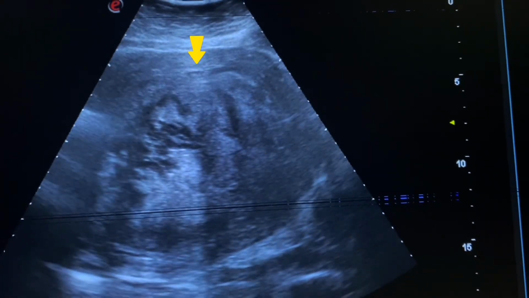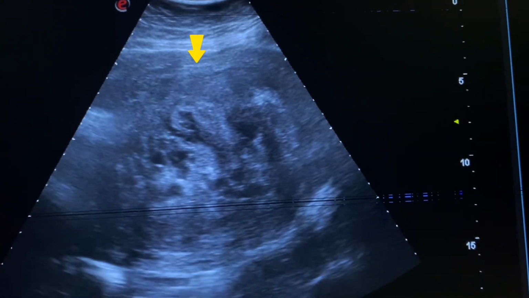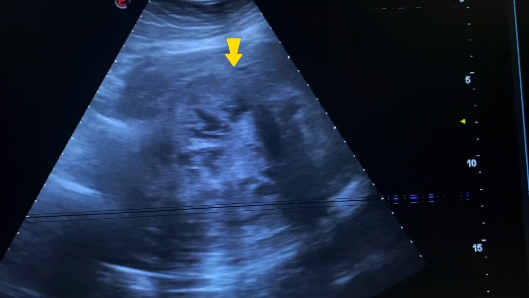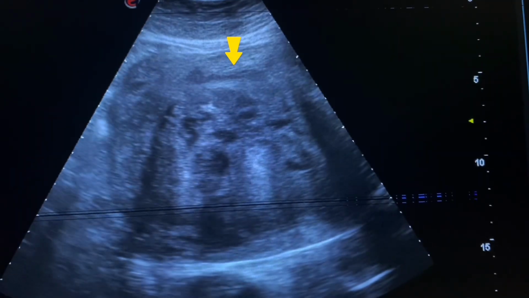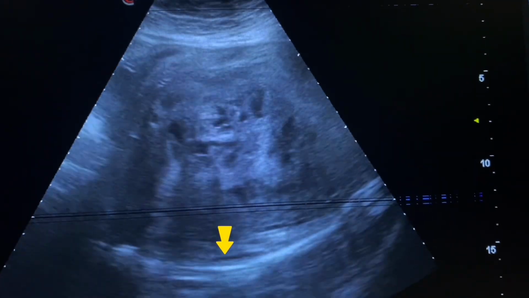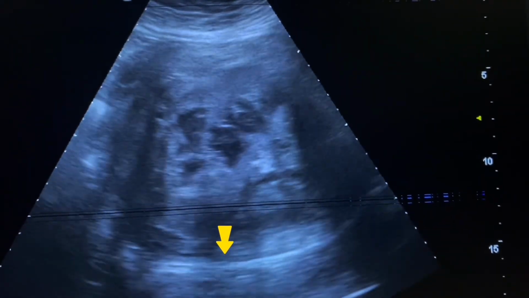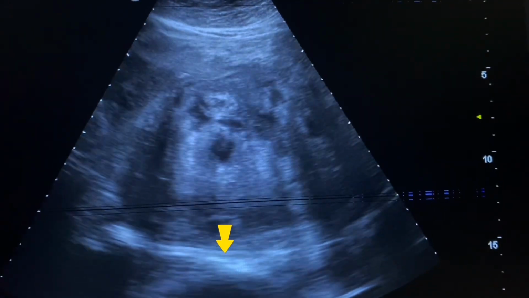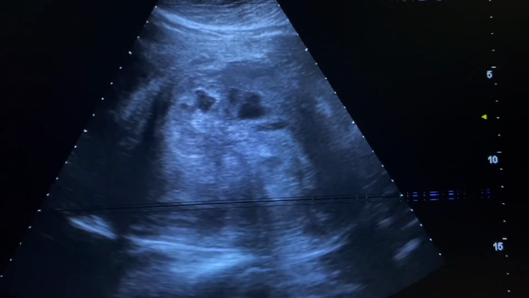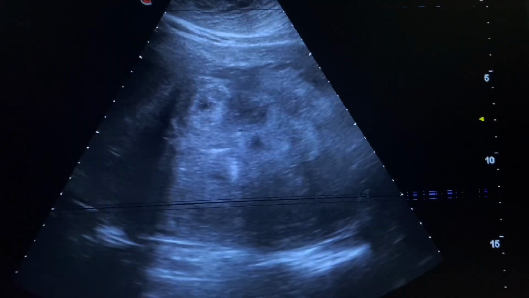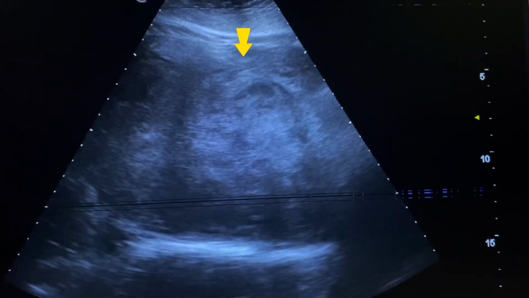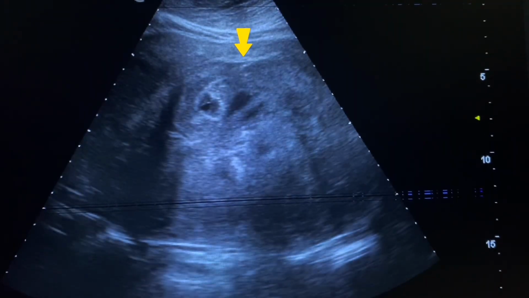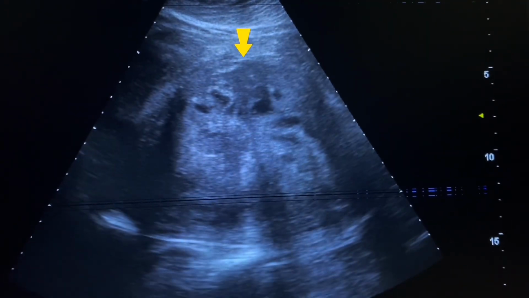Now we are scanning the body of the uterus. And here we see a large polycystic heterogeneous mass. Here we see the posterior acoustic shadowing of this mass. This mass lies in the posterior wall of the uterus.